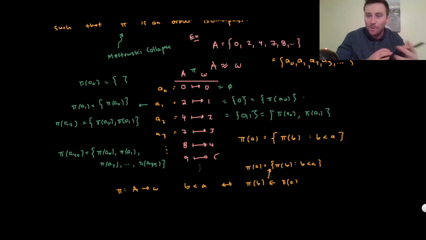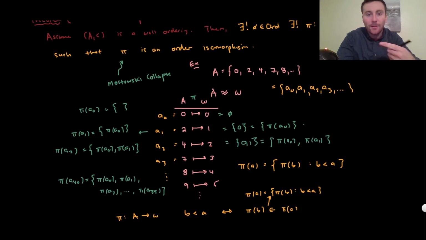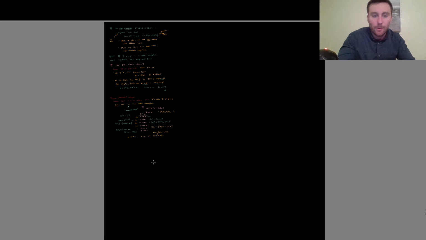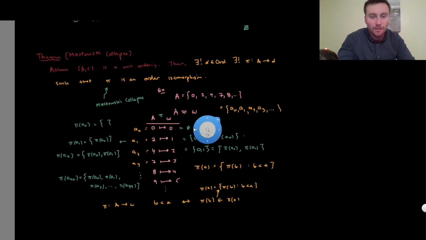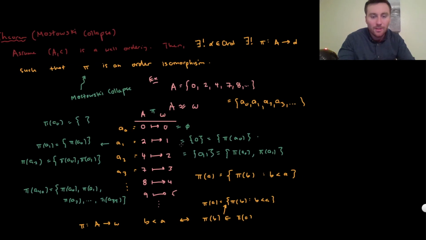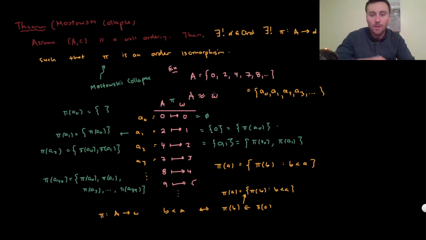Hopefully that made a little bit of sense. If not, you're welcome to leave a question down in the comments. What this Mostowski collapse is doing is keeping track of the index of the elements of our well-ordered set. Say that one more time: what pi of A is doing is keeping track of the ordering, the index of each element of our well-ordered set.